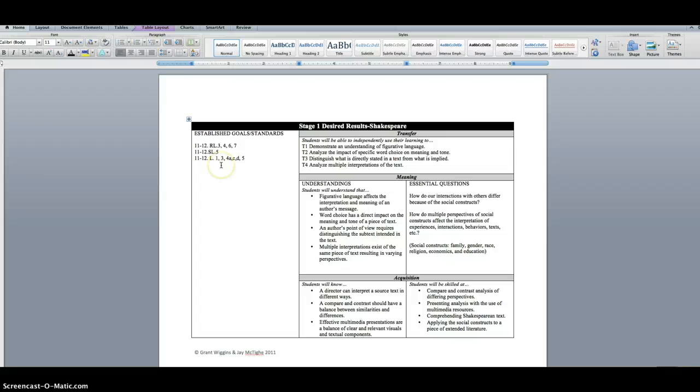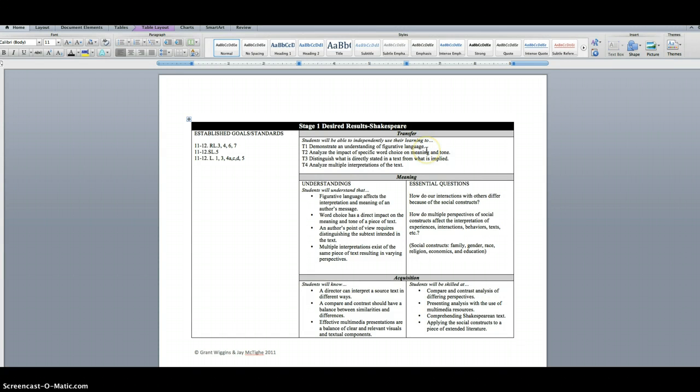Along the left-hand side are those goals and standards that will be assessed summatively, both through the final compare-contrast multimedia presentation for this unit, as well as the Shakespeare portion of the final exam. Transfer goals, these are those things that students should be able to transfer to other disciplines and assignments on their own after having completed this unit.